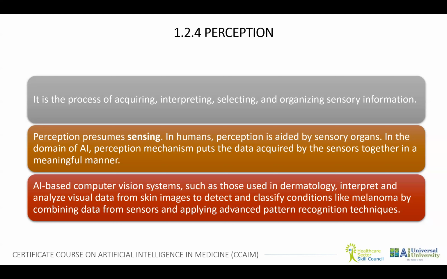So an example is an AI-based computer vision system which could be used in dermatology to interpret and analyze visual data from skin images to detect and classify skin conditions. And one of the most common skin conditions which has a fantastic application in AI is the detection of skin melanoma, right? By combining the data from the sensors and applying advanced pattern recognition techniques.